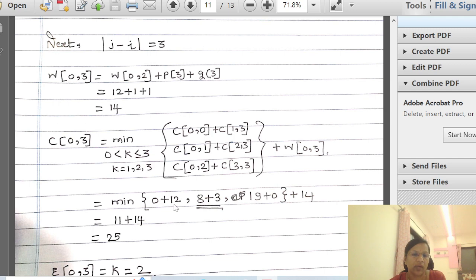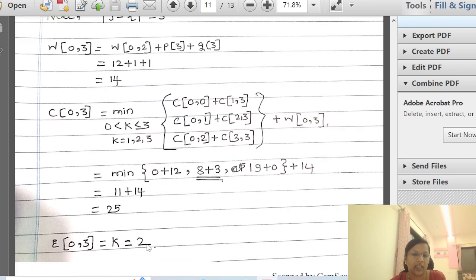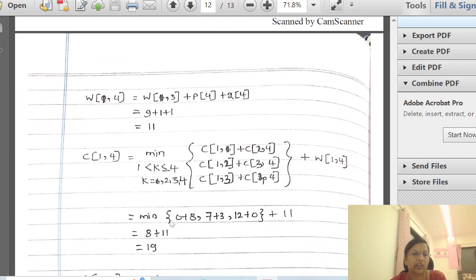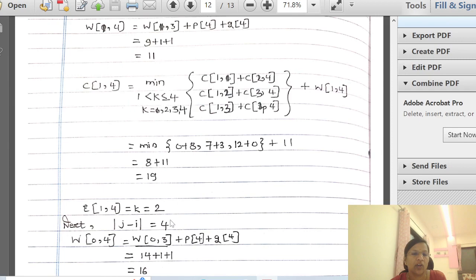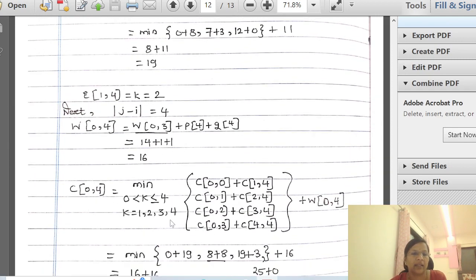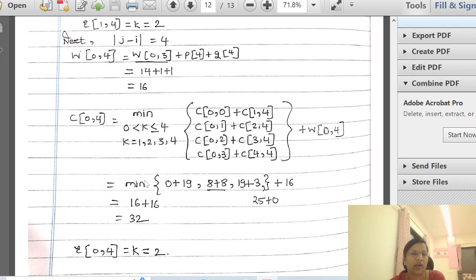So here it is 12, 8 plus 3, 11 and 19 plus 0. So 11 is minimum. For which value of k have we got it? We have got it for k equal to 2. So yes, we choose k equal to 2 and assign it to r of 0, 3 and so on. In the same way we will be calculating w of 1, 4, c of 1, 4 and r of 1, 4. And at the end we are left with pairs of i and j where the absolute difference is 4.